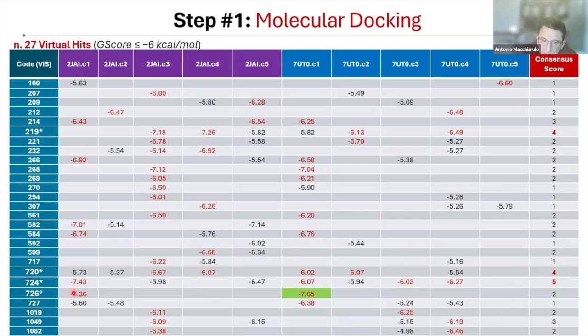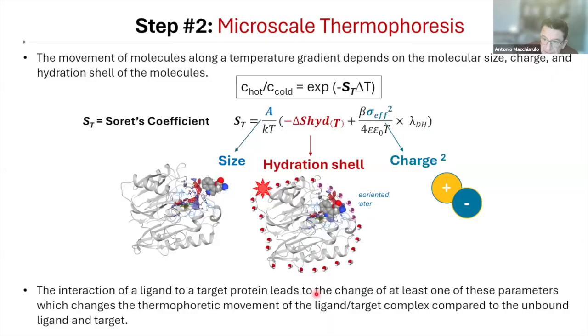And we have also this compound 726 that was able to produce the best score in terms of binding energy, G-score, with the protein. So these compounds were selected, and we used microscale thermophoresis to assess their ability, to confirm their ability to bind the protein.